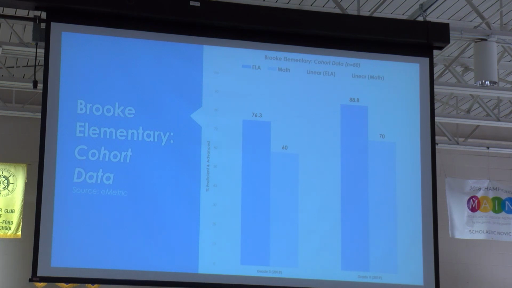This slide specifically targets cohort data from grade 3 to 4 at Brooke Elementary, and these are only students who were with us for both years of testing. And so what you'll see on the left-hand side, the darker blue represents ELA, and the second column, the lighter blue, represents math. And what you can see is overall, when students are with us for 2 years, we've seen tremendous growth, moving our ELA from 76.3% to 88.8%. Moving our math from 60% to 70%. So again, this is following that cohort of data.